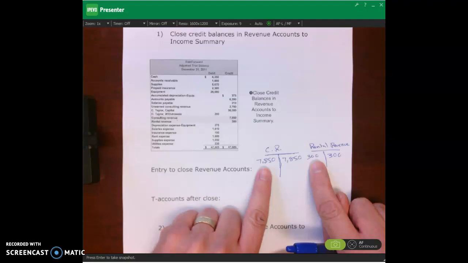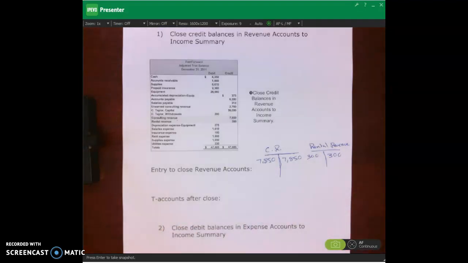We credit income summary. Remember, income summary, as I mentioned in the first lecture video, is just a temporary area where we hold our revenues and expenses. And then we are going to move the balance in income summary to capital. So we're going to put it in income summary as an intermediate step and then move it from income summary to capital. It just makes it easier rather than going revenues and expenses straight to capital. It just is cleaner to do this intermediate step, and that's why we do it.